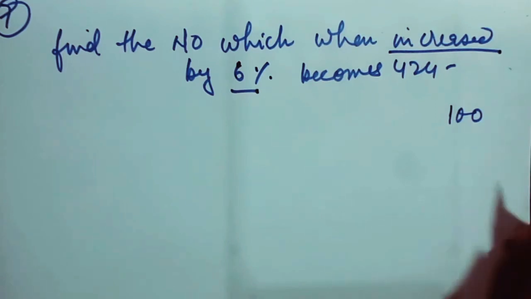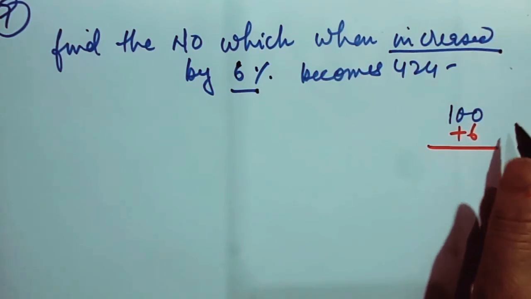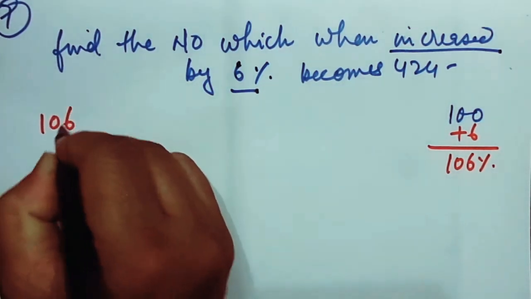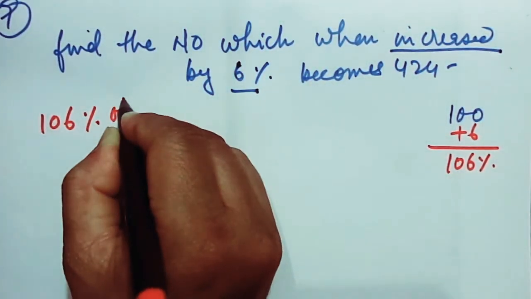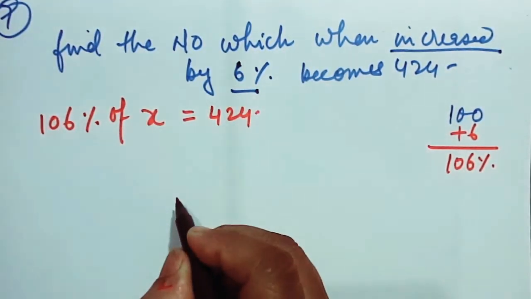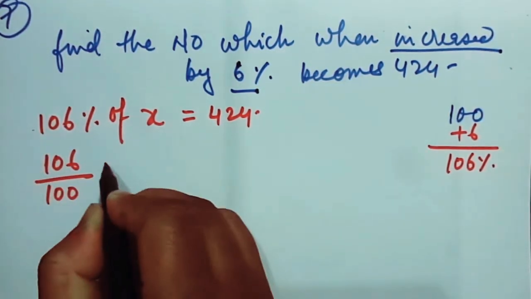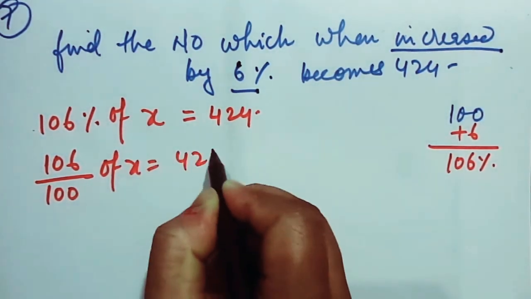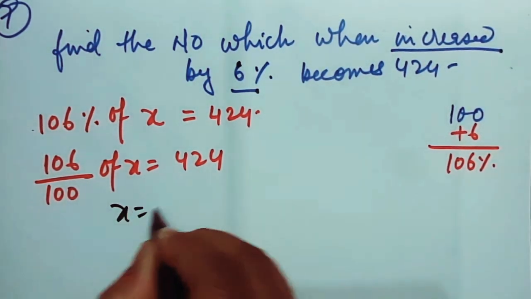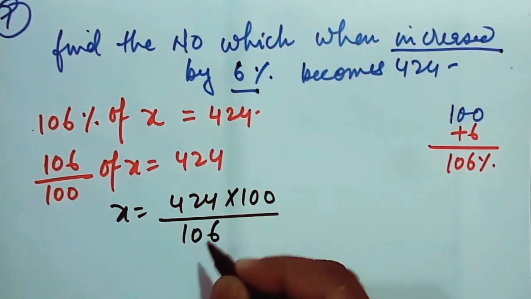You are increasing this by 6%. Therefore, naturally the new number will be 106%. Therefore, 106% of the number will be equal to 424. Now, 106% means 106 by 100 of x is equal to 424. Therefore, on solving this, x will be equal to 424 into 100 divided by 106.